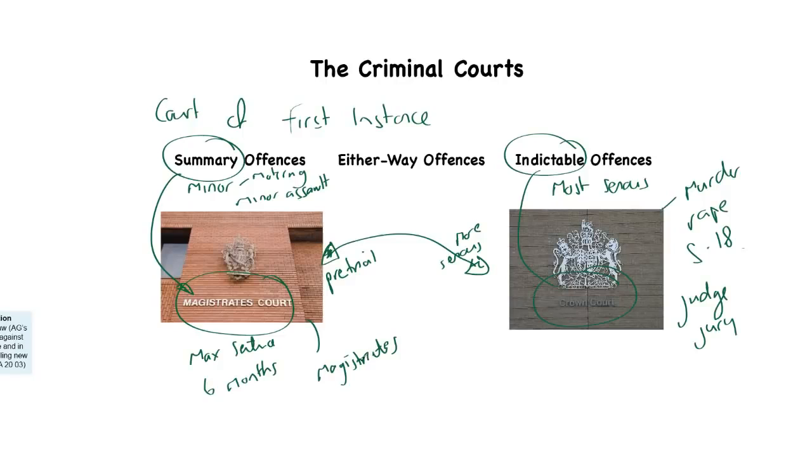So, that's your answer. If you're asked a question on the different types of offences and the courts in which they can be heard, that is your answer. There are 3 types of offences. The first are summary offences, which deal with minor crimes like motoring or minor assaults.